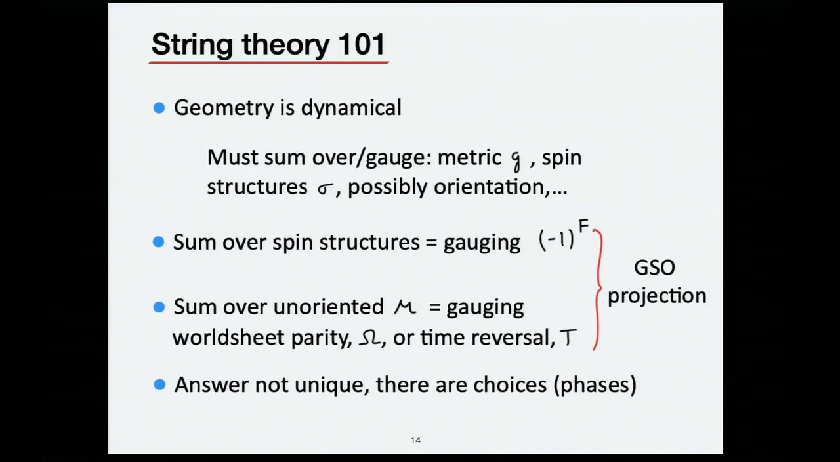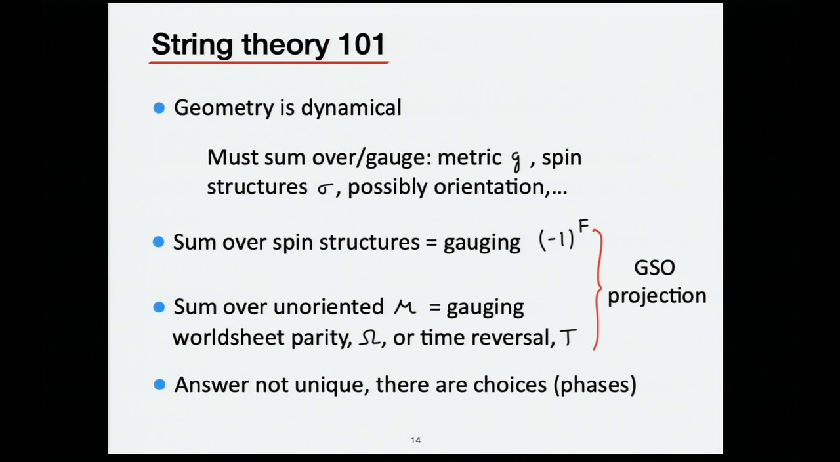So in string theory, on this 2D worldsheet, actually the geometry is dynamical. So we have some quantum gravity theory on the worldsheet, so we must sum over all geometrical structures. In particular, we sum over metrics or conformal classes. It's well known that this tells us that we need to have 10 spacetime dimensions, et cetera, et cetera.